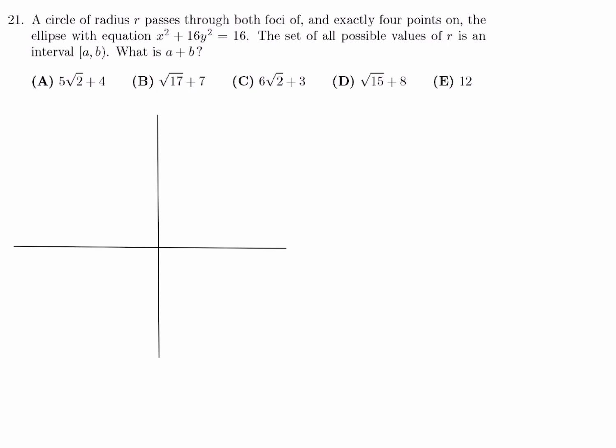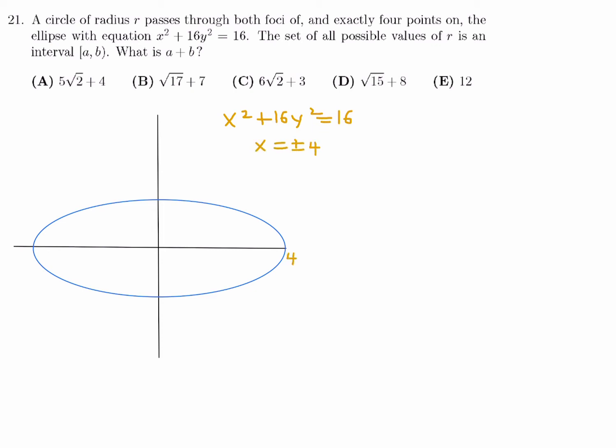Let's draw a diagram and try to explain this. First, let's just concentrate on this ellipse. It has the equation x squared plus 16y squared is equal to 16. When you set y to 0, we can quickly figure out x will be plus or minus 4. So this will be 4 and this will be minus 4. When we set x equal to 0, we figure out that y is equal to plus or minus 1. So this will be 1 and that will be negative 1.